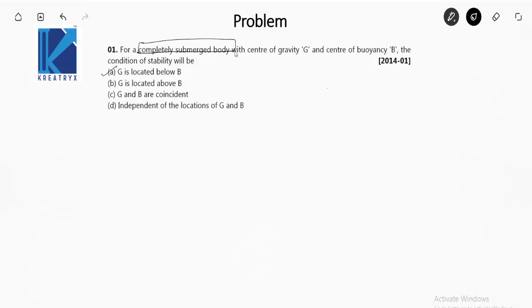However, the second case which we study is that for a floating body, what is the condition for stability? That the metacenter M should be above G, for a floating body. So, next question.